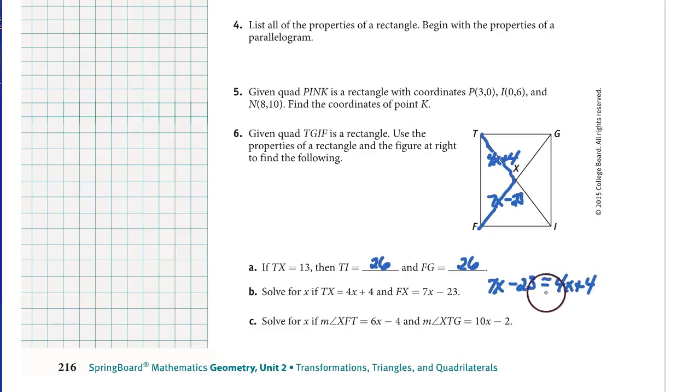Solve the equation for x. So subtract 4x from both sides, that makes 3x. Add 23 to both sides, and that is equal to 27. And 3 times 9 is 27, so x is equal to 9, and that's question B.